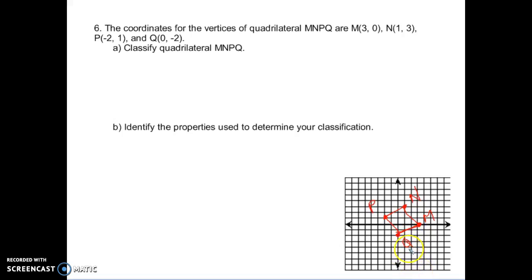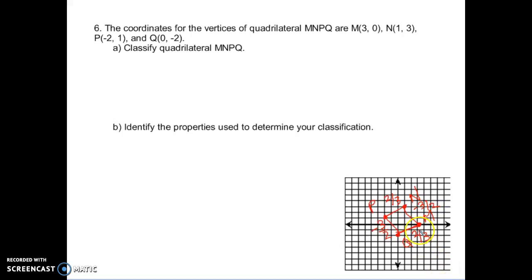Okay, so a couple properties that we can look at. We need to look at the angles to determine if it's just a parallelogram or if it's a specific rectangle or square. And then we need to look at the length of each side. So if I start with the slopes, okay, the PN, I go up 2 over 3, so that's a positive 2/3. QM, I go up 2 over 3, positive 2/3. PQ, I go down 3 over 2, so that's -3/2. And NM, I go down 3 over 2, so that's -3/2.